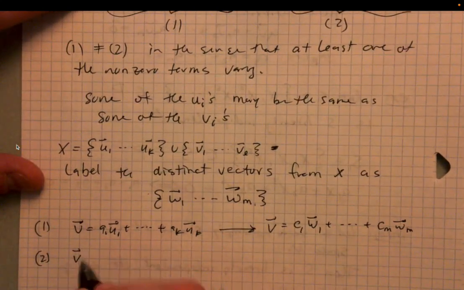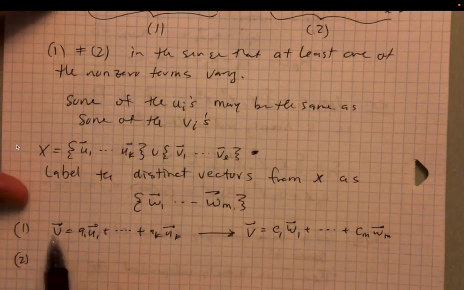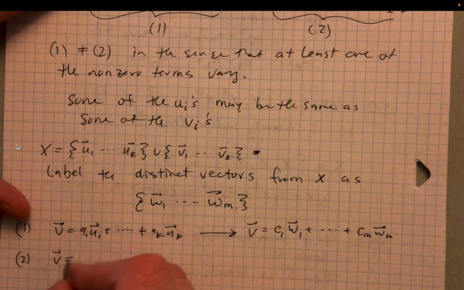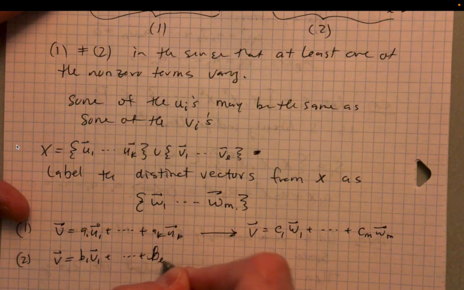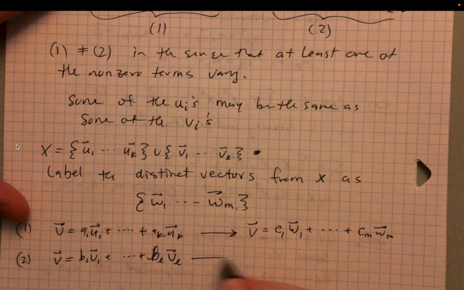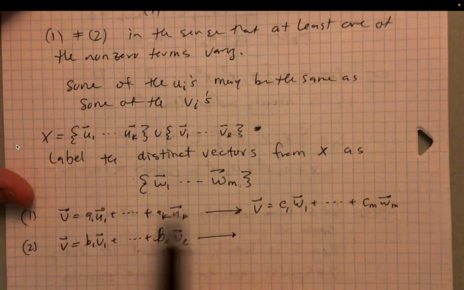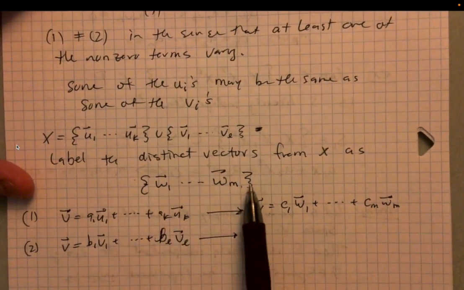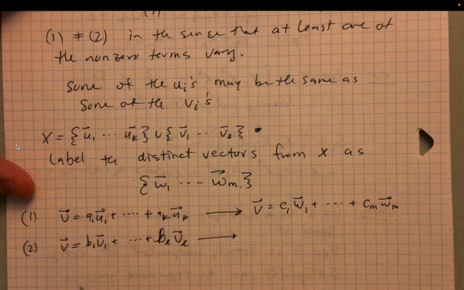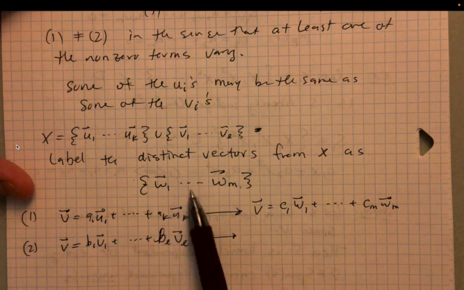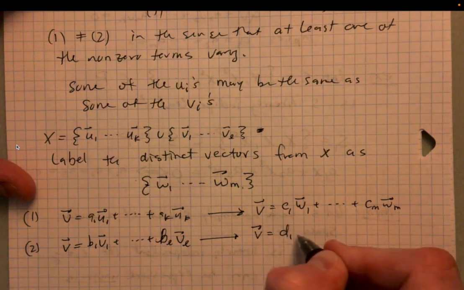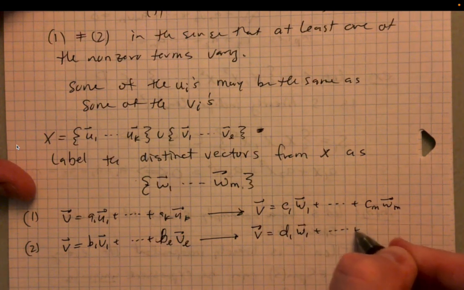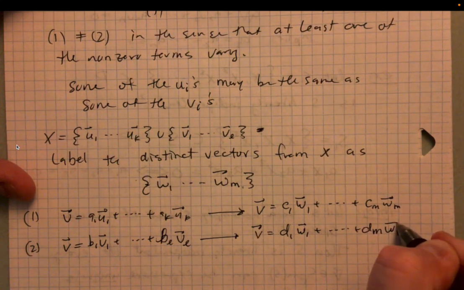We'll do the same thing for the second linear combination. Remember, these two are distinct. So V is equal to B1 V1 plus dot dot dot plus BL VL. We're going to rewrite that one in terms of W's as well. Again, some of these W's may not be relevant, so we'll put a 0 in front of the ones that aren't. But this V1 is one of these vectors, so put it in here. The V2 down here is going to be in here, so grab that one, and so on. And so we can write V is equal to D1 W1 plus dot dot dot plus DM WM.